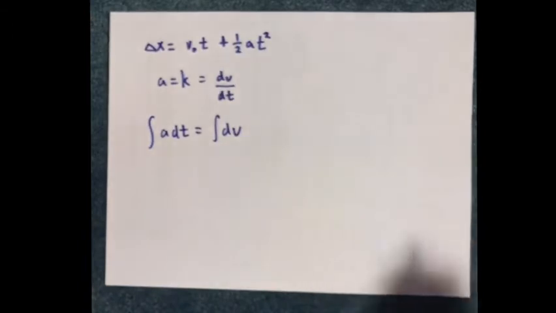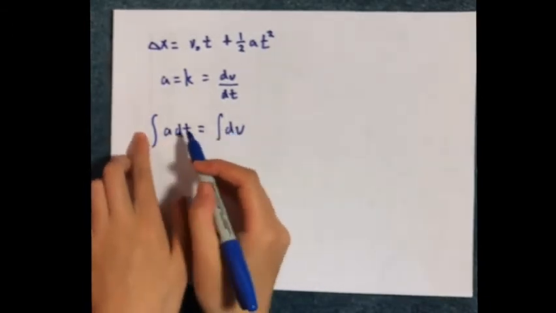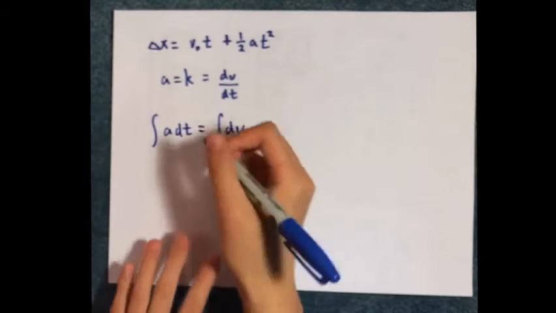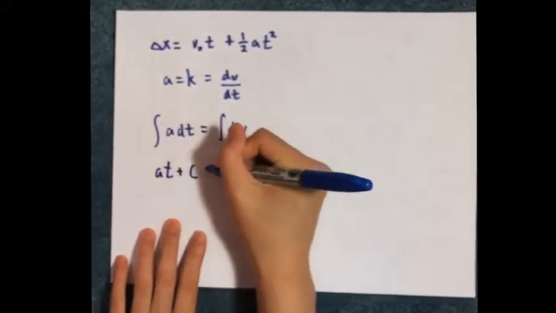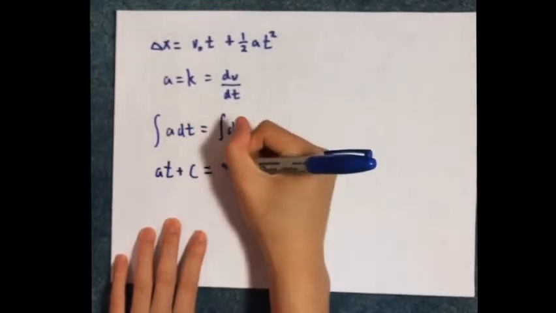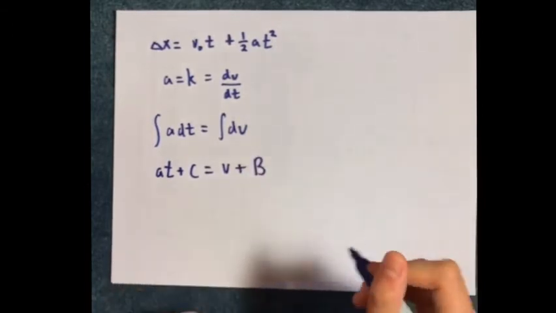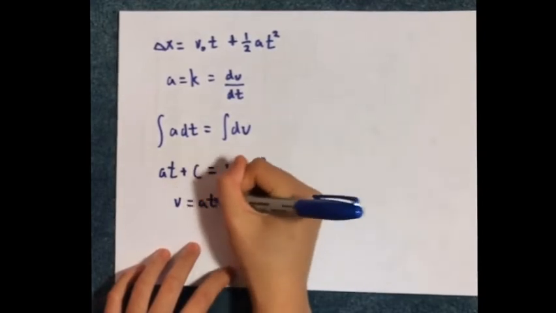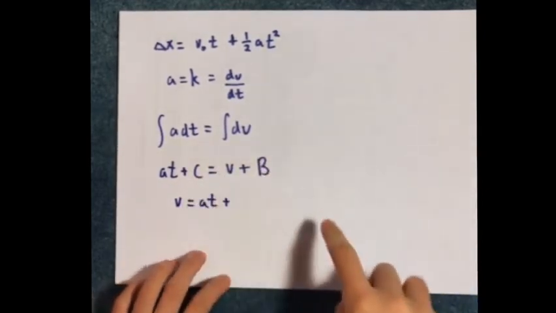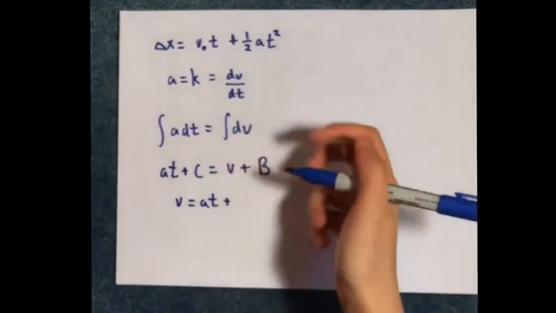I'm going to keep them without bounds for now because I don't want to write it all in. But since a is just a constant, you can pull that out, and the integral of dt is just going to be t. So you end up with at plus c is equal to, and this just becomes v plus, I don't know, b. So now we just get v is equal to at plus, and let's call this a new constant because it's technically c minus b, but it doesn't matter. It's just a random constant.